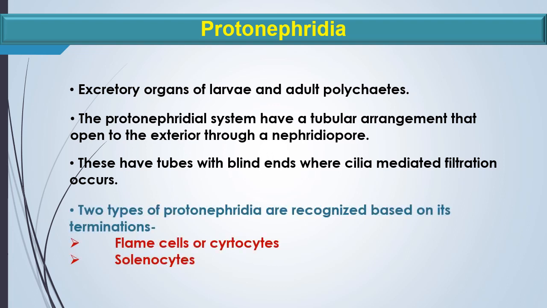They have terminal or cap cells, which can be mono- or multiciliated, that support the filtration process. Protonephridia are divided into two types based on their terminations. These are phlegm cells or flame cells and solenocytes.